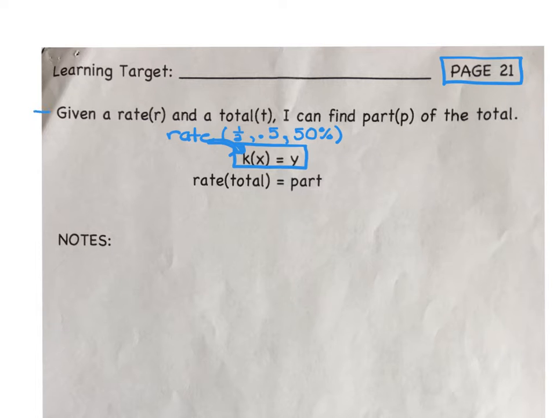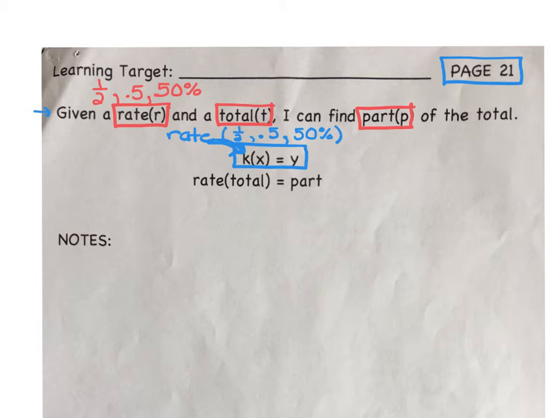In this particular set of problems, we are going to be looking at the following I can statement. Given a rate R and a total T, I can find part of the total. And remember, when we're talking about a rate, it can take on the form of a fraction, the form of a decimal, or the form of a percent, such as 50%.